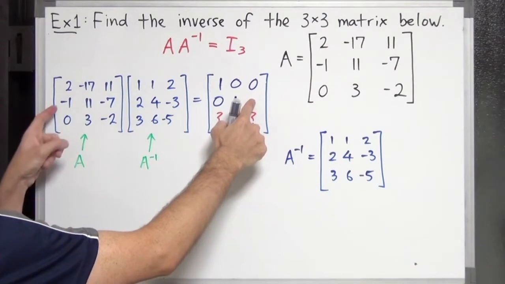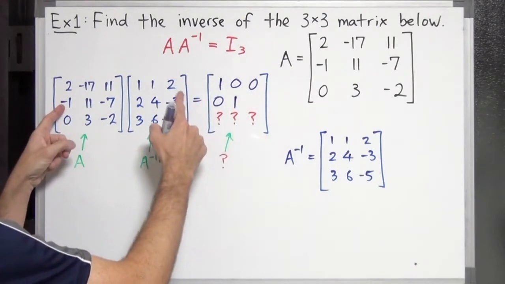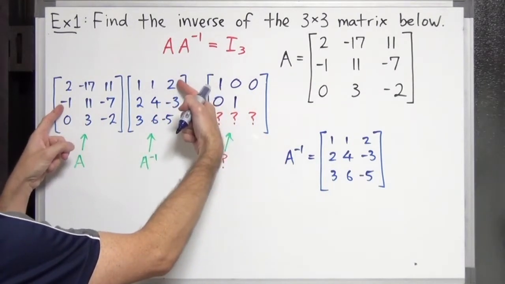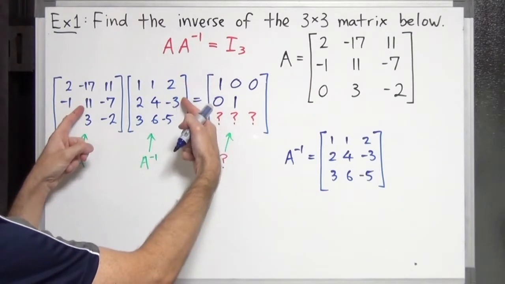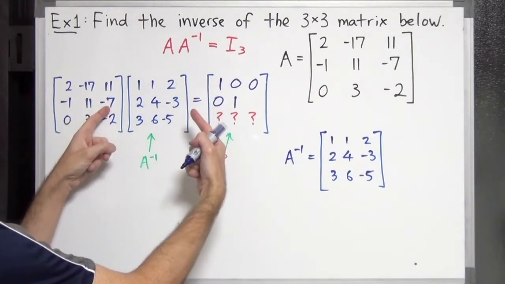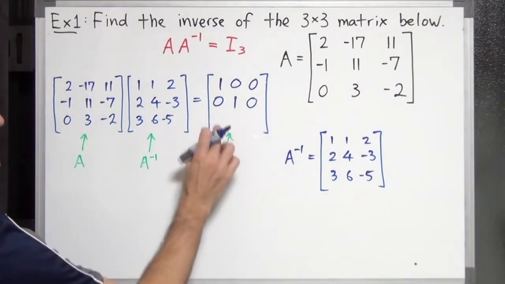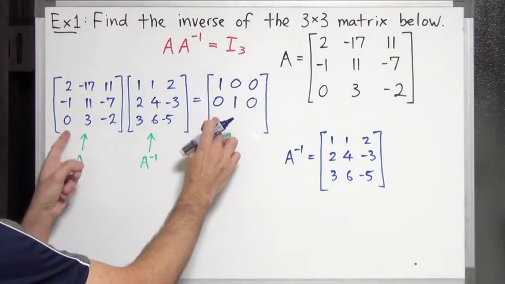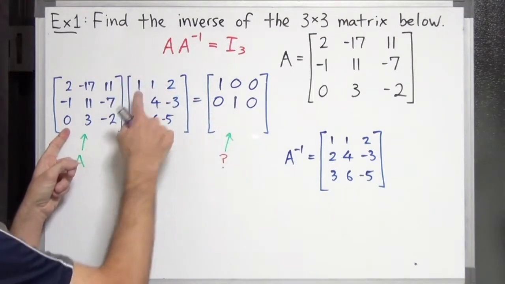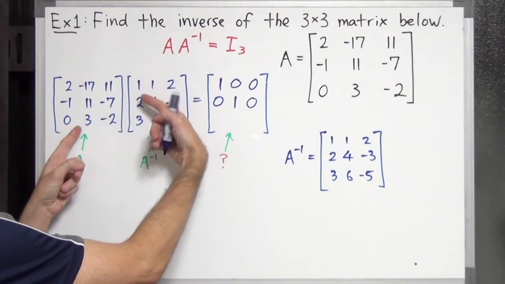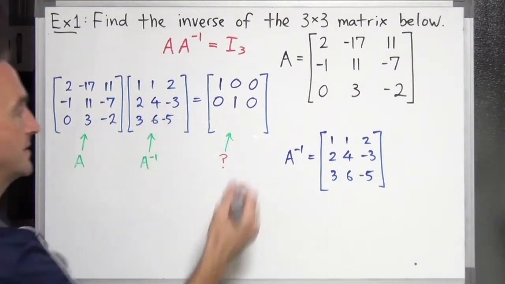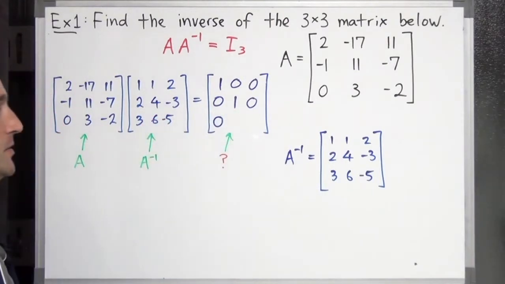Final entry here. Okay, middle row, back column. Negative 1 times 2, so that's minus 2. Minus 33 is minus 35. Negative 7 times negative 5 is plus 35, giving 0. And the bottom row here, let's do the first entry, okay? Bottom row and front column. This times this is 0. 6 plus minus 6 is 0.